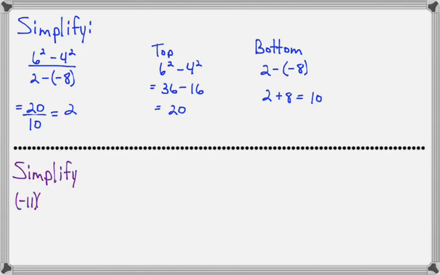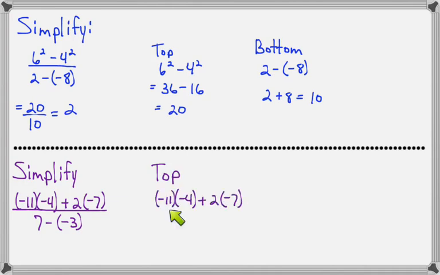Here's another one. So I have this big complicated looking top, -11 times -4 plus 2 times -7. And on the bottom, 7 minus -3. So we take them one at a time. -11 times -4 makes +44. And 2 times -7 makes -14. Now 44 minus 14 is going to make 30. And 30 will be the top part of our answer.